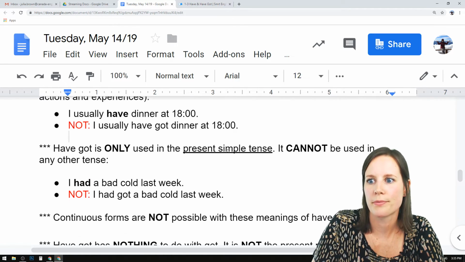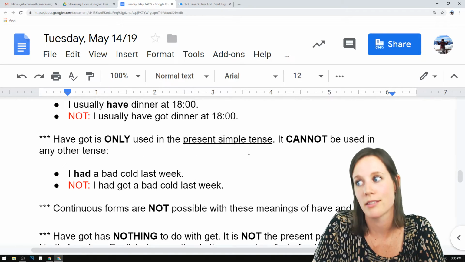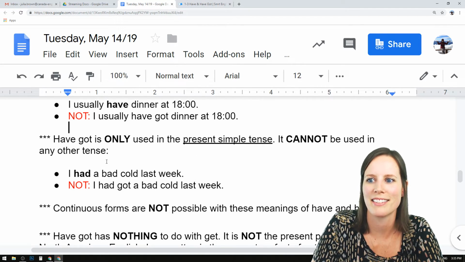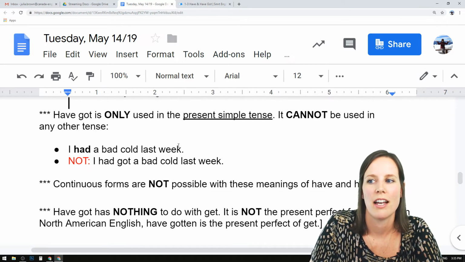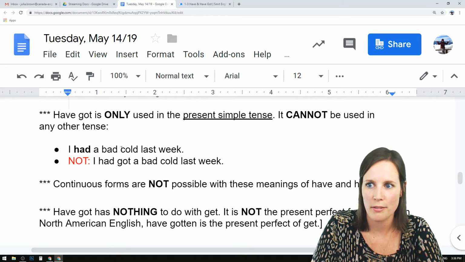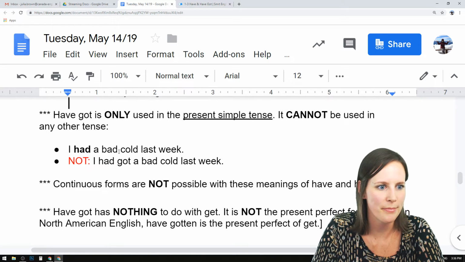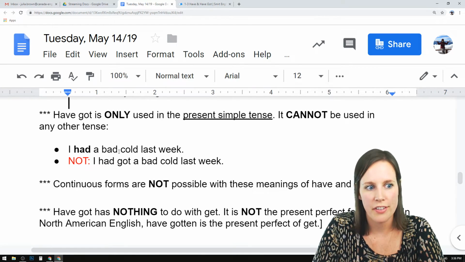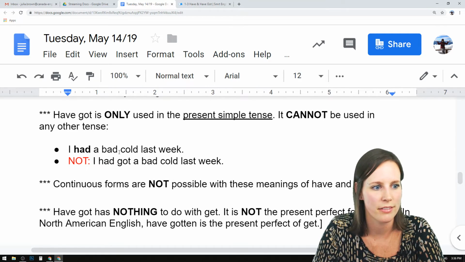Another note, have got is only used in the present simple tense, which I have said. Okay. So I had a bad cold last week. Yes, this is about illness, but it is not in the present, so had got, not possible. Okay. I have got 5 years of experience. You can use that sentence. That's a great sentence. I've got 5 years of experience.